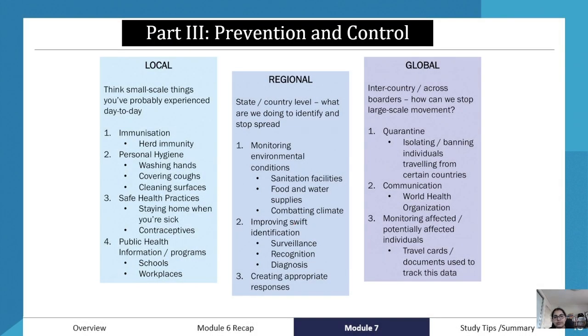So there are 3 levels at which we need to prevent and control a disease. The first one is local, right? So think about the small scale things that we can do that we experience day to day. There's immunization, herd immunity, right? And I'll be using COVID-19 as a huge example here.